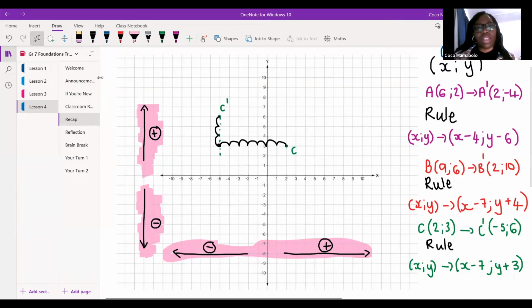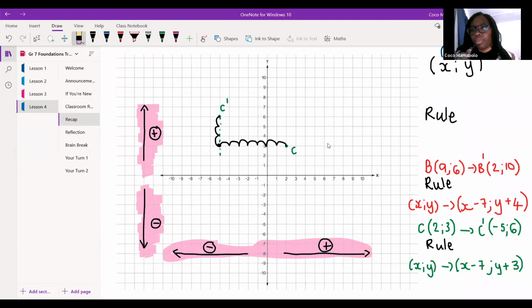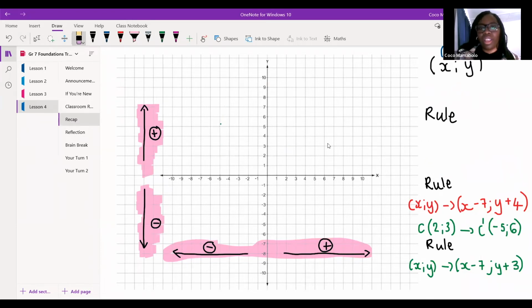Excellent. I want us to do another one so we can get a little bit more used to it. I'm going to write it here. I can already see Lwandile's hand is up, so Lwandile is going to go first with this one. We are over here, and we want to move to over here. I'm going to call this D, and I'm going to call this D prime.